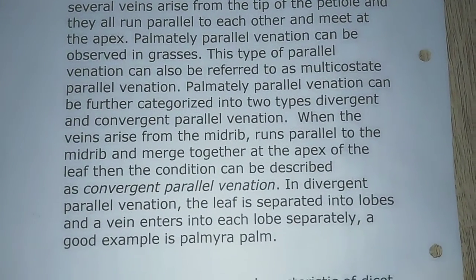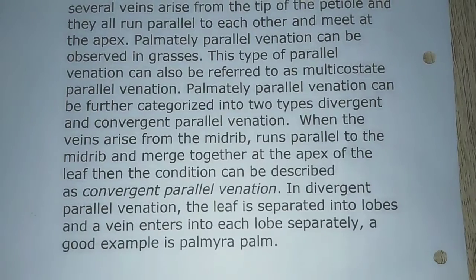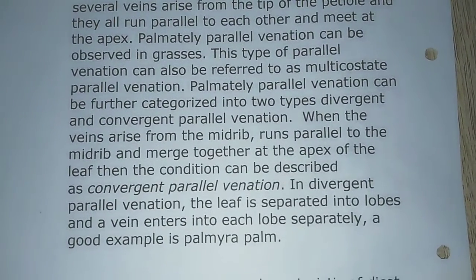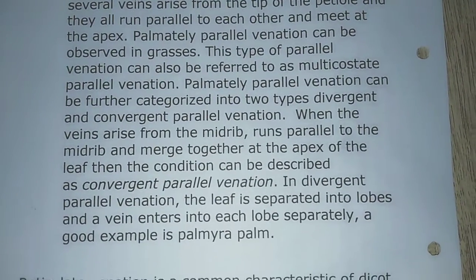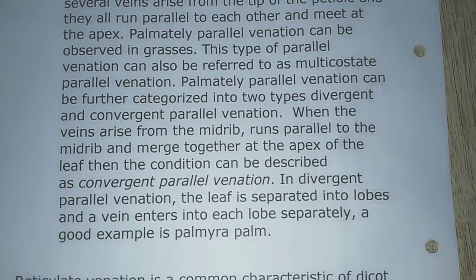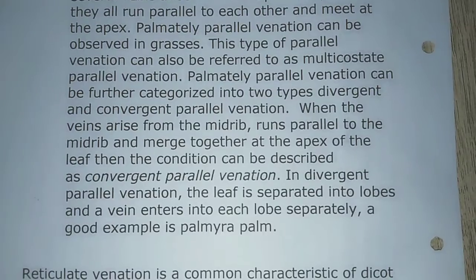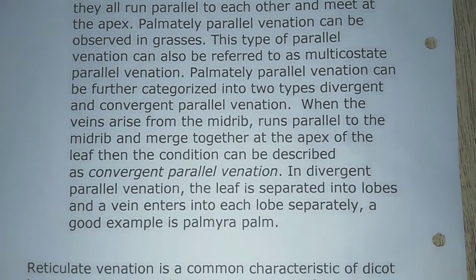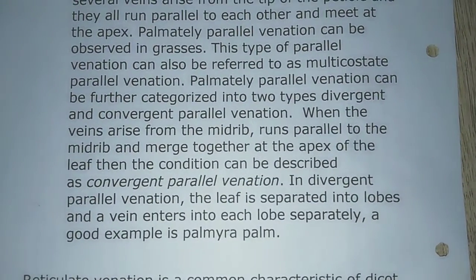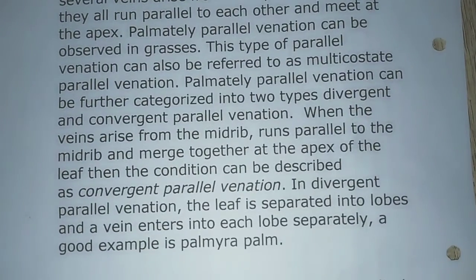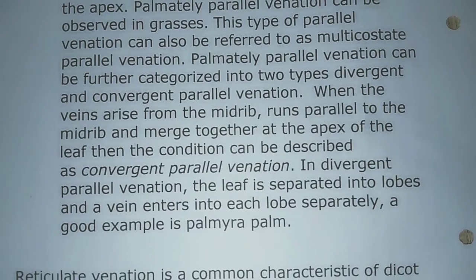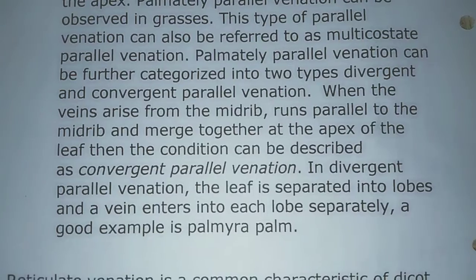When the veins arise from the midrib, run parallel to the midrib and merge towards the apex of the leaf, then the condition can be described as convergent parallel venation. In divergent parallel venation, the leaf is separated into lobes and the veins enter each lobe. A good example is the palmyra palm.